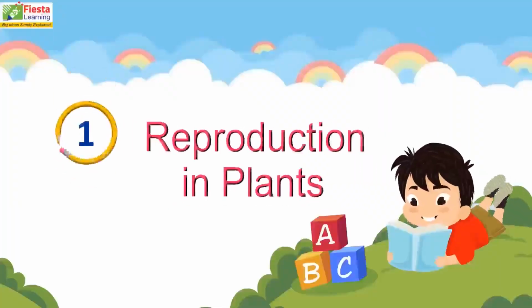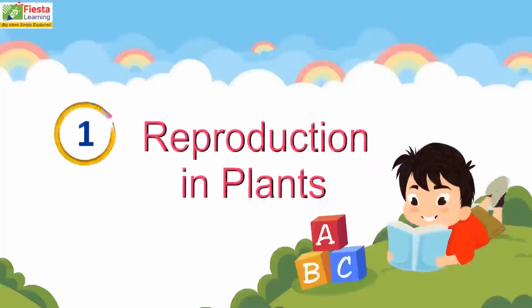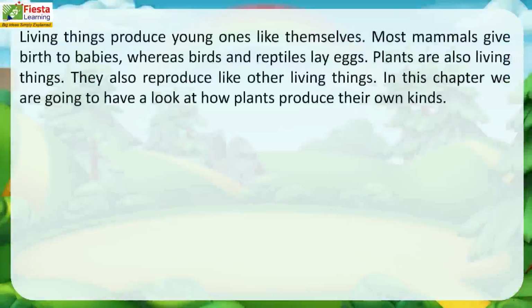Chapter 1. Reproduction in plants. Living things produce young ones like themselves. Most mammals give birth to babies, whereas birds and reptiles lay eggs. Plants are also living things. They also reproduce like other living things. In this chapter, we are going to have a look at how plants produce their own kinds.